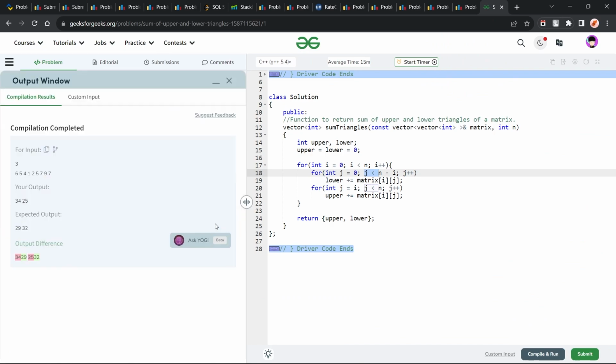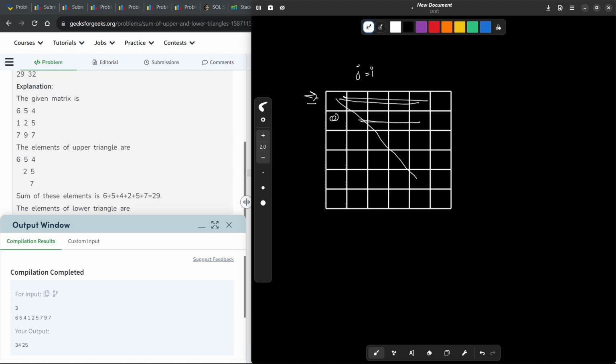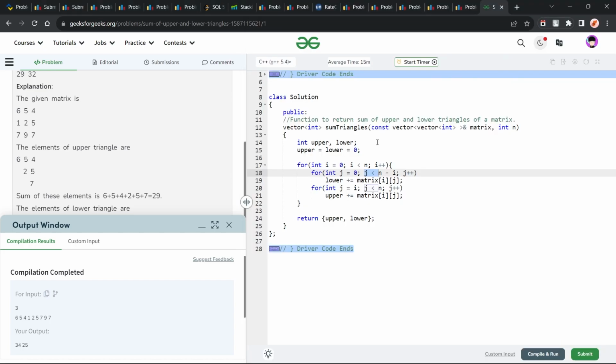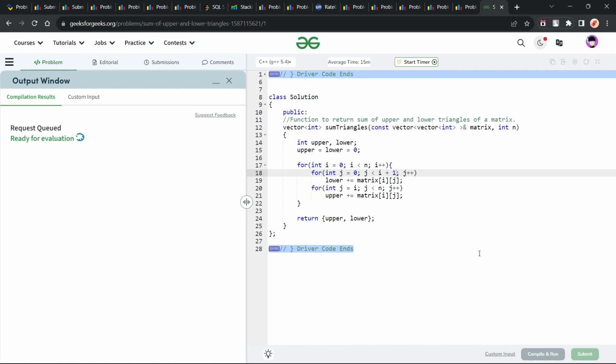Let us just check whether it was okay. So this is also wrong. For the 0th row we are taking only one element. For the 1th row we are taking two elements. Okay, so what we can do is instead of n minus I, we can just put I here, or maybe I plus 1. Right, let us just try to compile it now. So we'll see. Yeah, this works now.